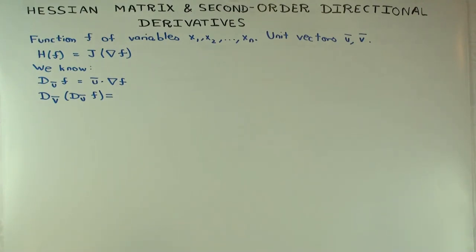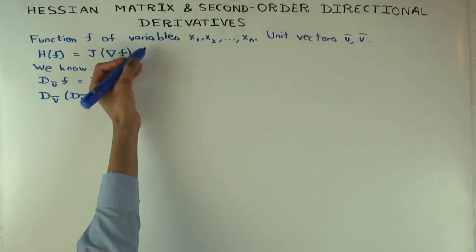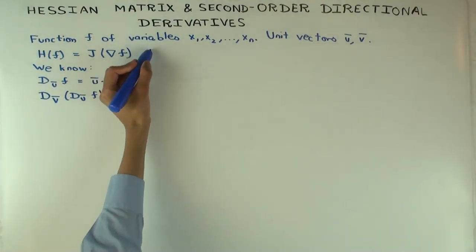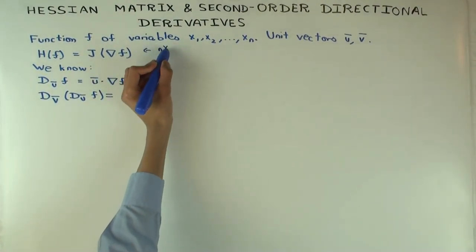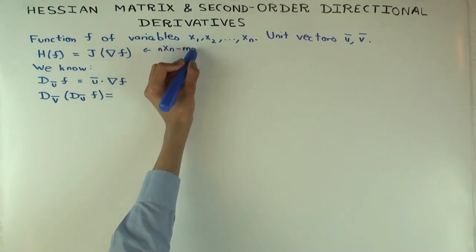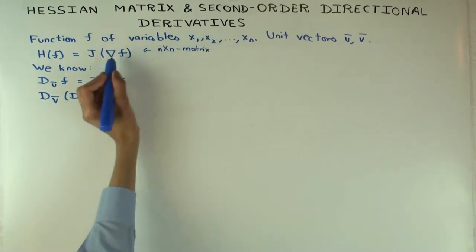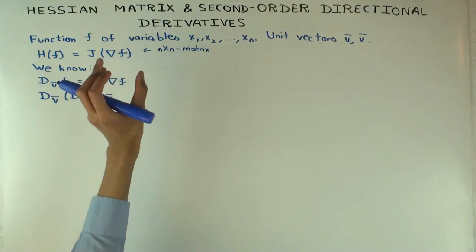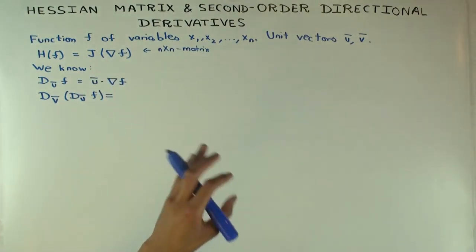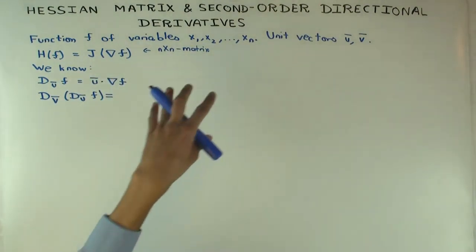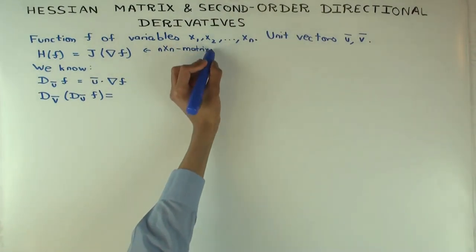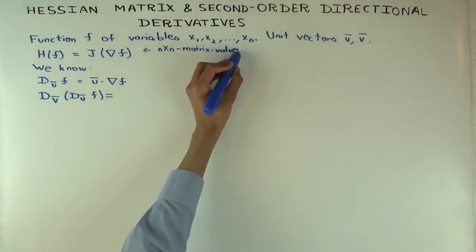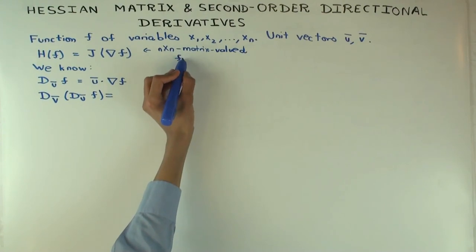Okay? And what kind of a creature is the Hessian? It's an n cross n matrix-valued function. Why do we get n cross n? The gradient vector has n-dimensional output, so with n-dimensional inputs and n-dimensional outputs, you get n cross n matrix valued functions.